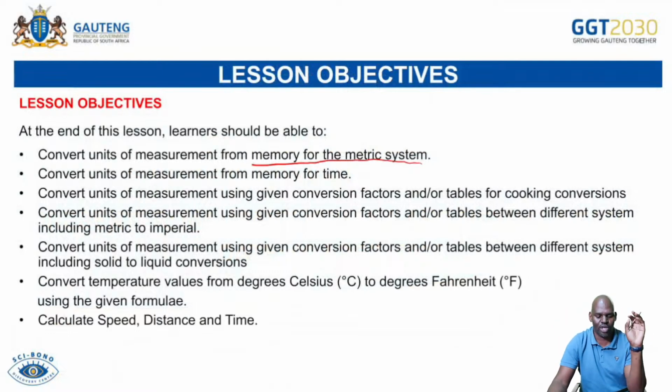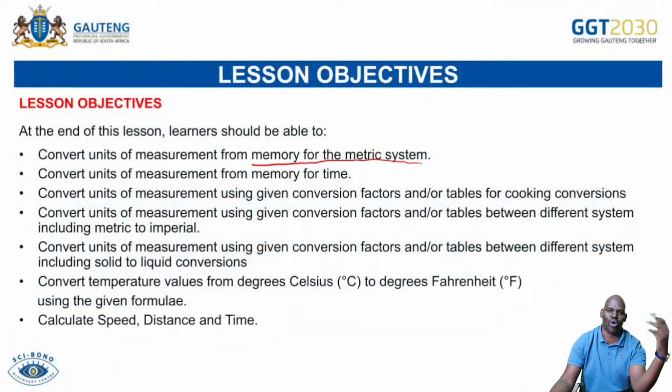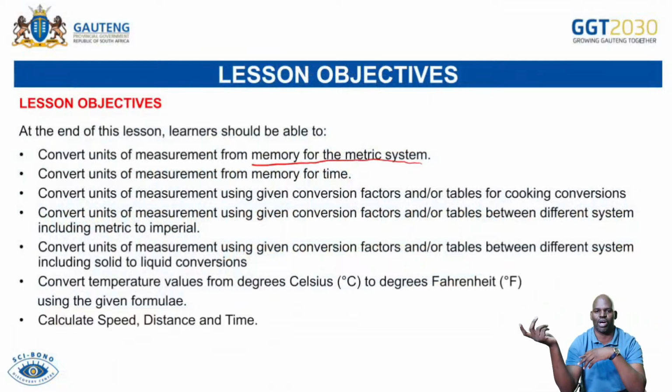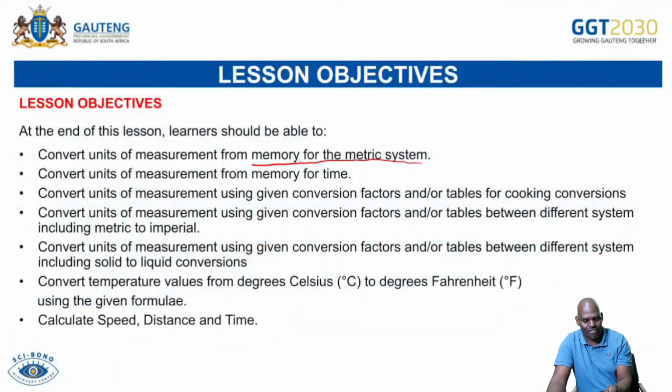Now, when we say convert units of measurement from memory, it means the examiner in some cases might not give you a conversion factor. Let's say, for instance, they say convert from 20 centimeters to millimeters. You must know that to convert from centimeters to millimeters, I must multiply by 10. If they say convert from a kilogram to a gram, you must know that I must multiply by 1000. The examiner might not give you that conversion factor. That is why they say measurement from memory. That is what you need to know.